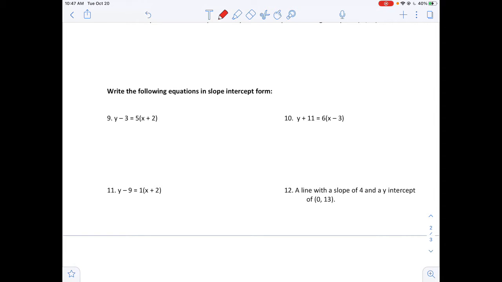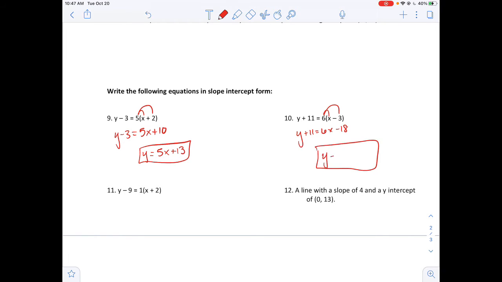So the first thing we got to do is distribute. So distribute to both parts. Y minus 3 equals 5x plus 10, and then add the 3 over to get the y by itself. So y equals 5x plus 13. Number 10, same idea. Distribute. Y plus 11 equals 6x minus 18, and then subtract that 11 over to get the y by itself. So y equals 6x minus 29.